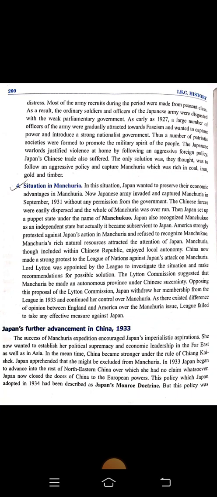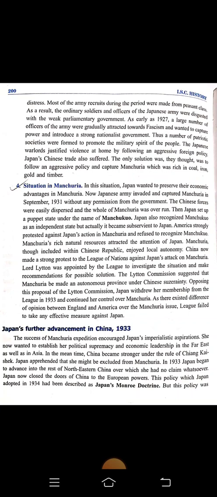As there existed a difference of opinion between England and America over the Manchuria issue, the League failed to take effective measures against Japan. So Japan advanced further in China in 1933. The success of the Manchuria expedition encouraged Japanese imperialistic aspirations. She now wanted to establish her political supremacy and economic leadership in the Far East as well as in Asia.